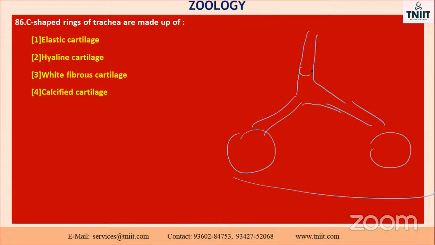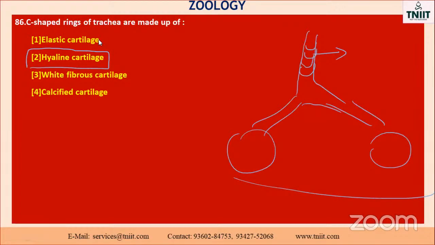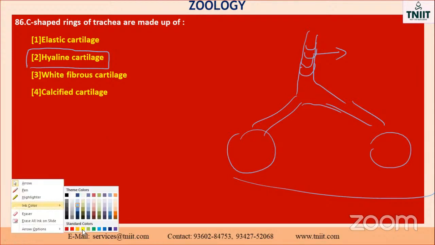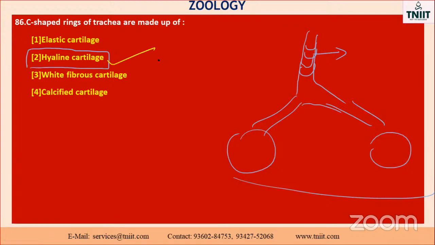So in this part, C-shaped, what is the cartilage bone? The cartilage is hyaline cartilage. Okay, see that one, hyaline cartilage. Others will not come. Elastic cartilage will not come. White fibrous cartilage, calcified means bone-like structures, will not come. Hyaline cartilage is the correct answer. The structure will look C-shaped. Okay. So the answer is which one? The second one, hyaline cartilage. So this one is the correct answer.